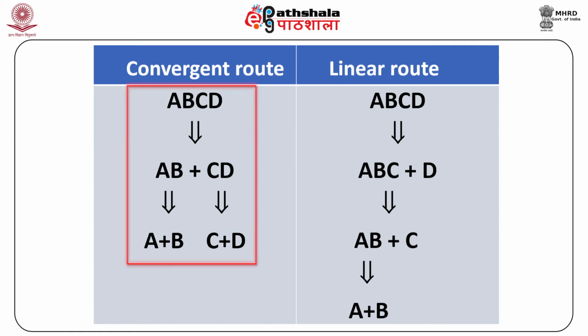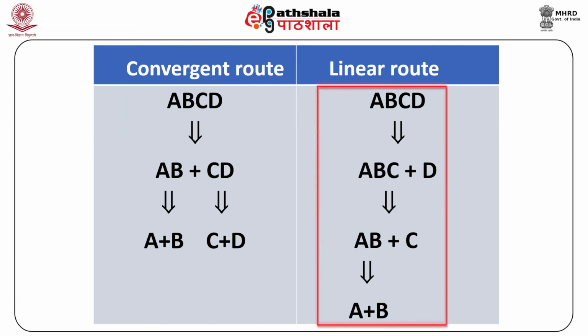Further, AB is broken into A and B and CD is broken into C and D, and that is how you are getting these corresponding synthons and further the synthetic equivalents. On the other hand, if you look at the linear route for the same molecule for the retrosynthetic analysis, then linear route is going, as the name suggests, in one line.